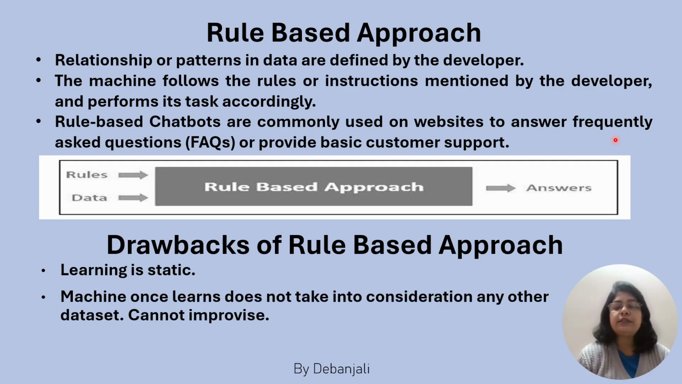Second, once the machine learns, as I told you, it cannot improvise on its own. So learning is static, it cannot improvise, and it does not learn from mistakes. It does not learn from any type of mistake which it makes.